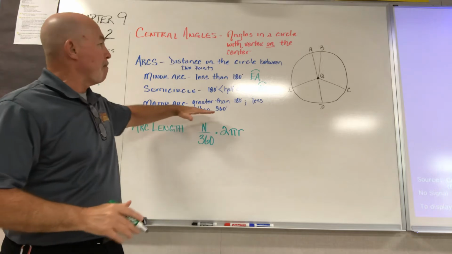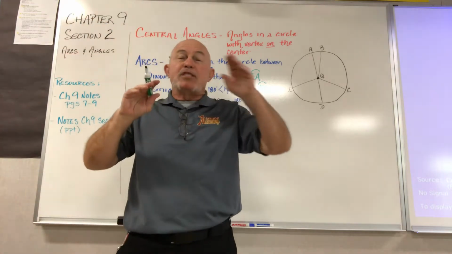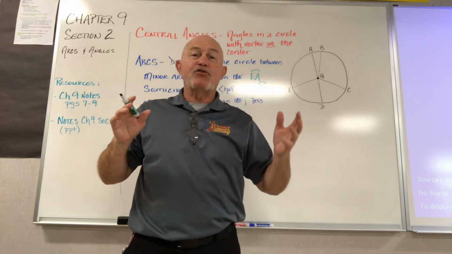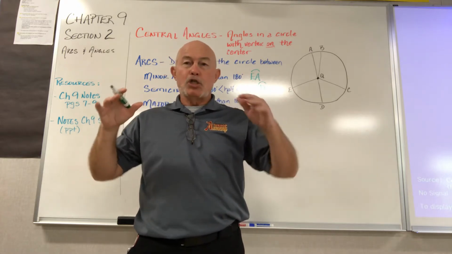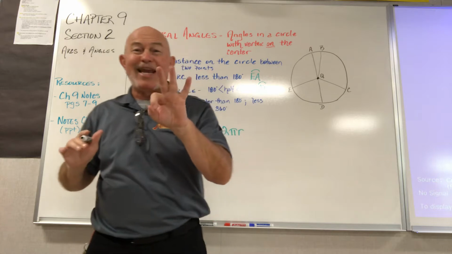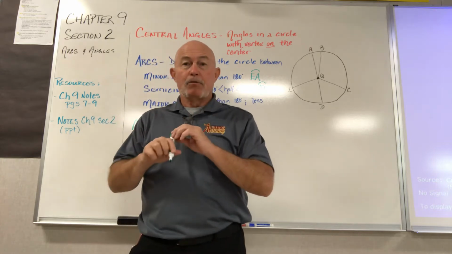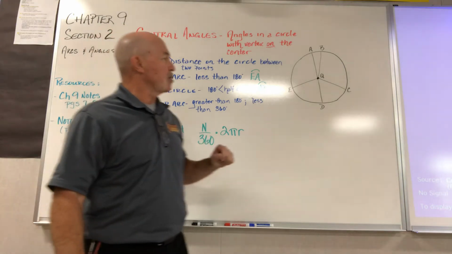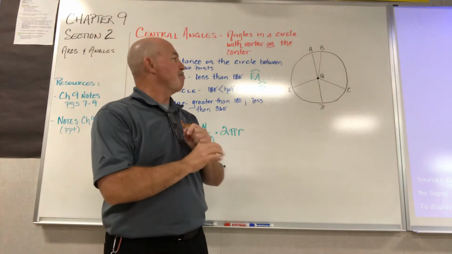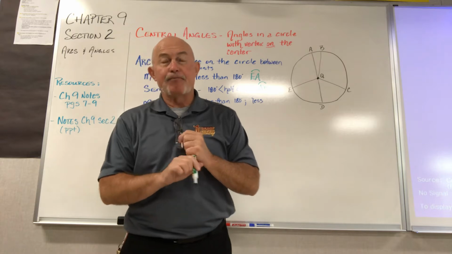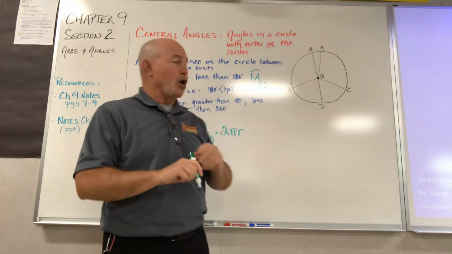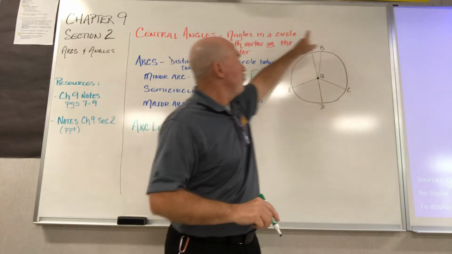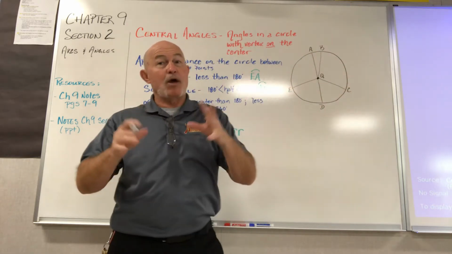Okay? Now a major arc. Major arc is bigger than a half circle. Okay? Bigger than a half circle, but less than a full circle. So, we're going to use 3 letters to name it. Okay? And here's why. If I look at the arc and I say, okay, I want to find the measure of DE, do you, the person I'm talking to, know whether I mean this or this? That's why we use 3.